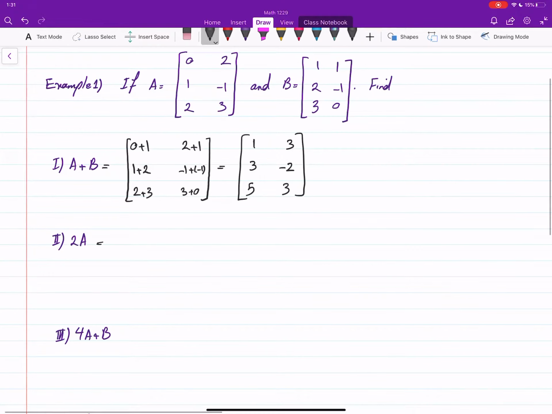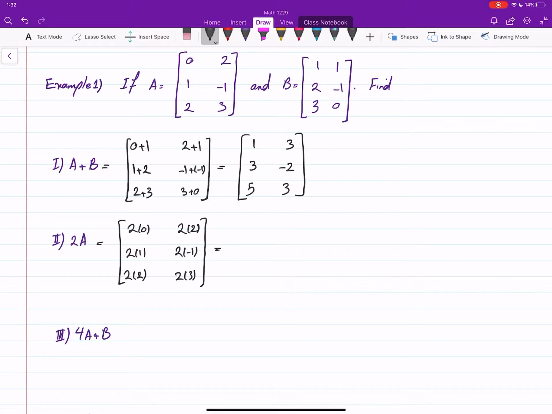2A, so you multiply 2 to all the entries: 2 times 0, 2 times 2, 2 times 1, 2 times negative 1, 2 times 2, 2 times 3. This gives us 0, 4, 2, negative 2, 4, and 6.